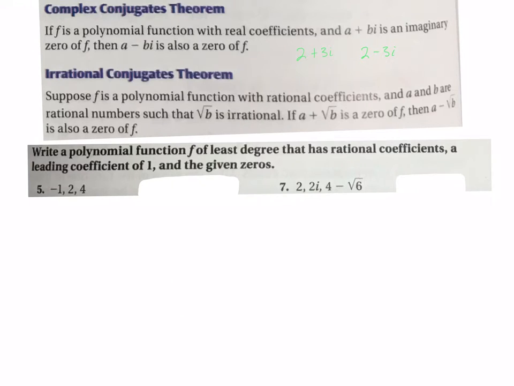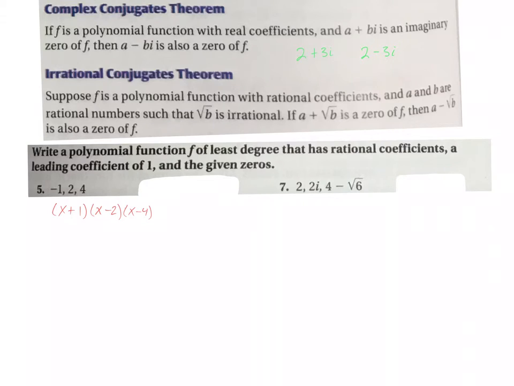It says if negative 1 is a solution, that means x plus 1 is going to be one of the factors, because if I plugged negative 1 into that, that would come out to be 0. If 2 is a solution, that means x minus 2 is going to be a factor of that. And if 4 is a 0, then that means x minus 4 is going to be a factor. So if I plugged negative 1 in here, this whole thing would come out to be 0. If I plug 2 in, this whole thing would come out to be 0. If I plug 4 in, this whole thing would be 0.